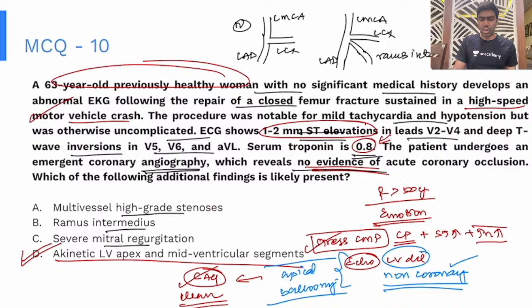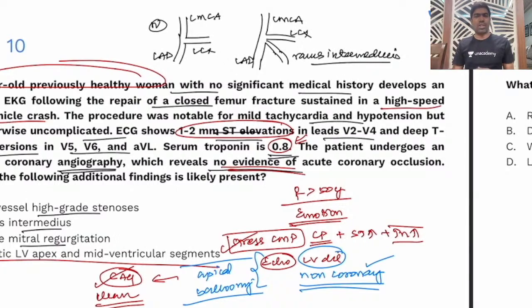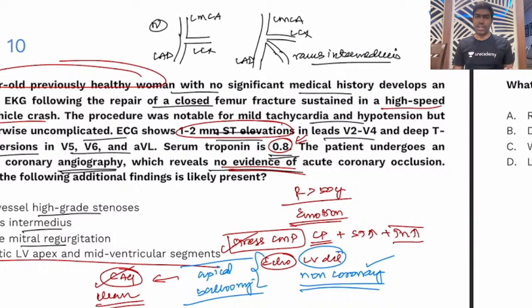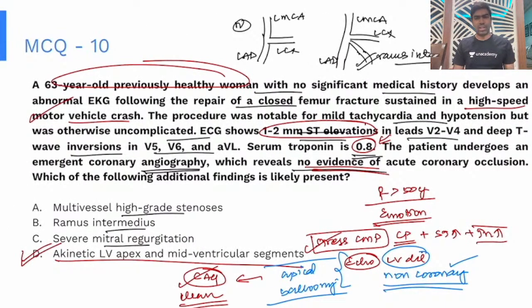So this is just a normal anatomical variant and nothing more than that. This is nothing but what? This is a normal anatomical variant. This is what we call ramus intermedius. So this is seen in approximately, I think, around 20% of the cases. This anatomical variant is seen in approximately 20% cases.